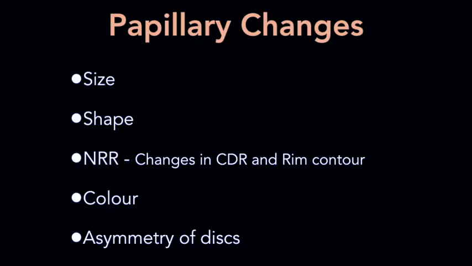So under the papillary changes, we'll discuss the size of the disc, the shape of the disc, most importantly the neuroretinal rim and its characteristics in glaucoma. We'll discuss the color of the disc, and the asymmetry of the discs as well. So, size of the disc.